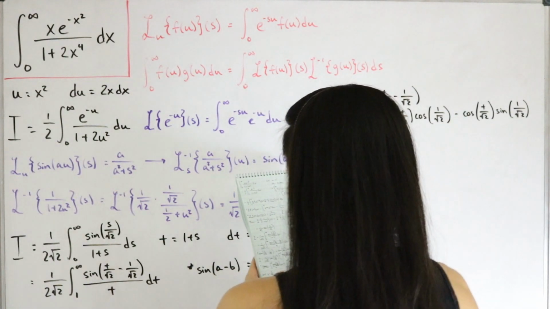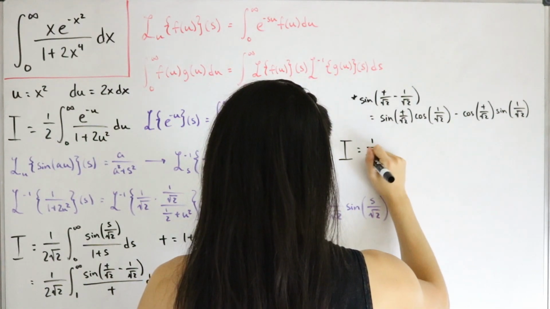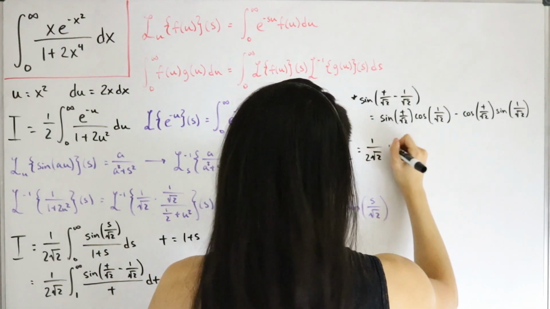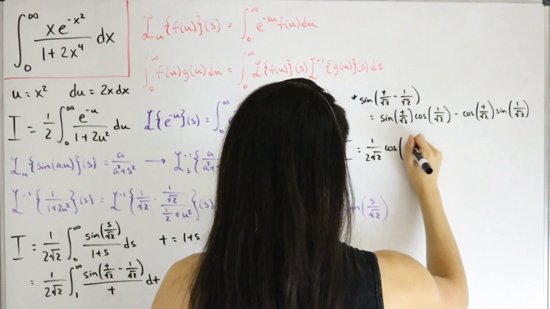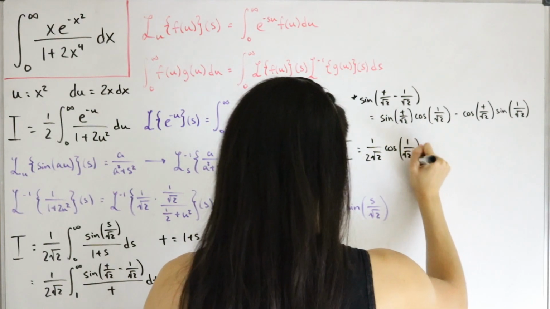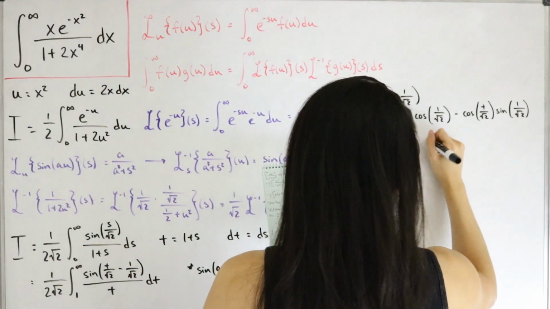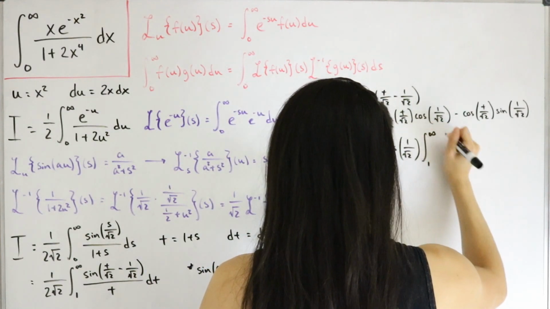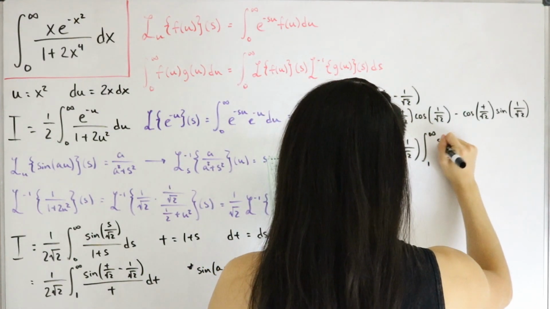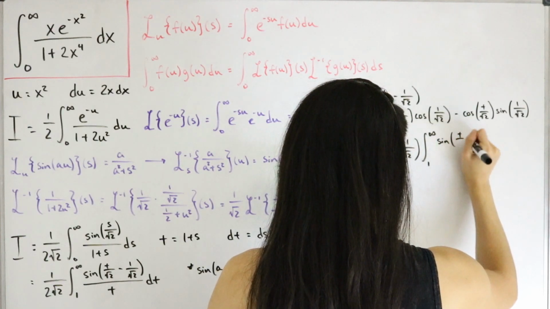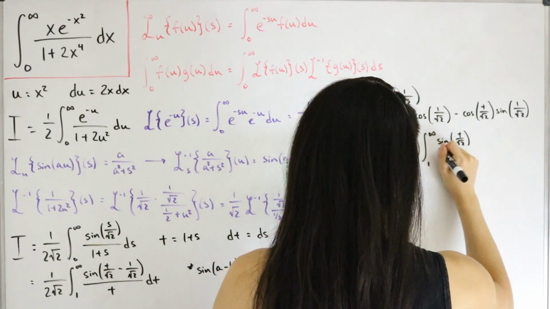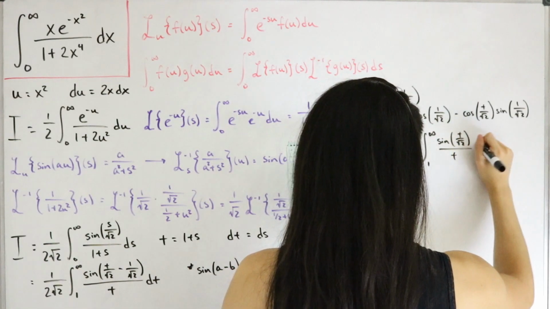So what we have now rewritten is 1 divided by 2 times the square root of 2, multiplied by cosine of 1 divided by the square root of 2. That's the constant, so I can just factor out of the integral. So I'll multiply by the integral from 1 to infinity of sine of t divided by the square root of 2, and then divided by t, dt.